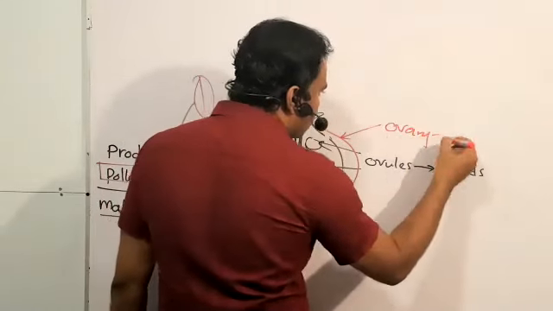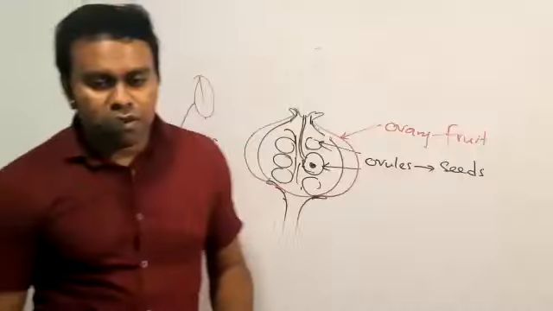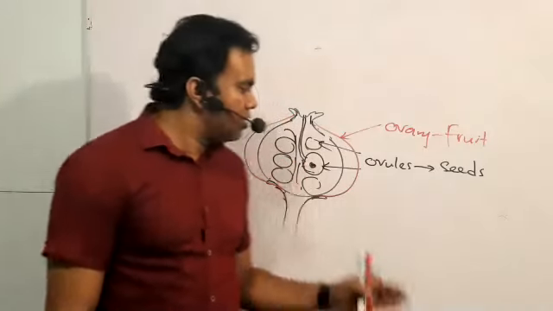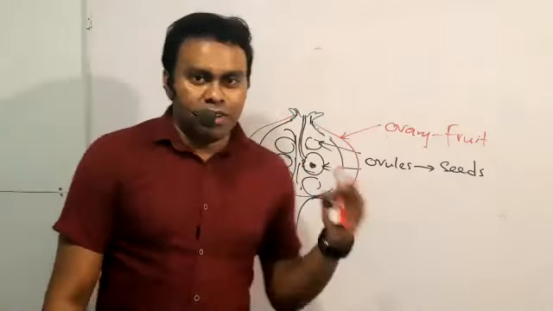Yes, excuse me, sir. Yes, do you want to ask a question? Okay, tell me, son. Sir, for the mango tree, does the mango flower have only one ovule? The mango flower has only one ovule. Then it makes only one seed.